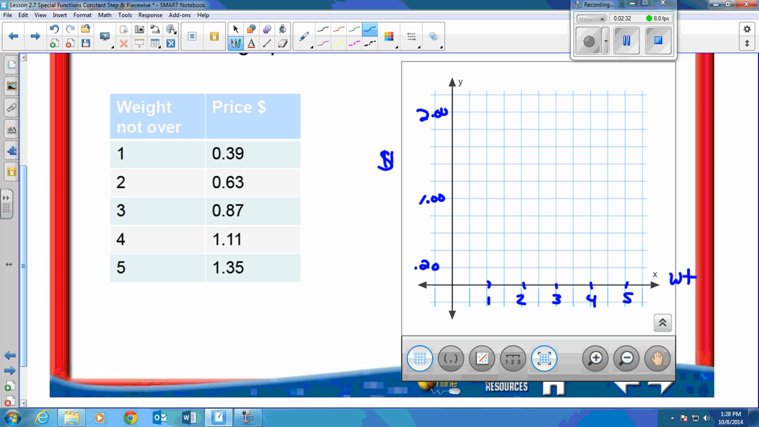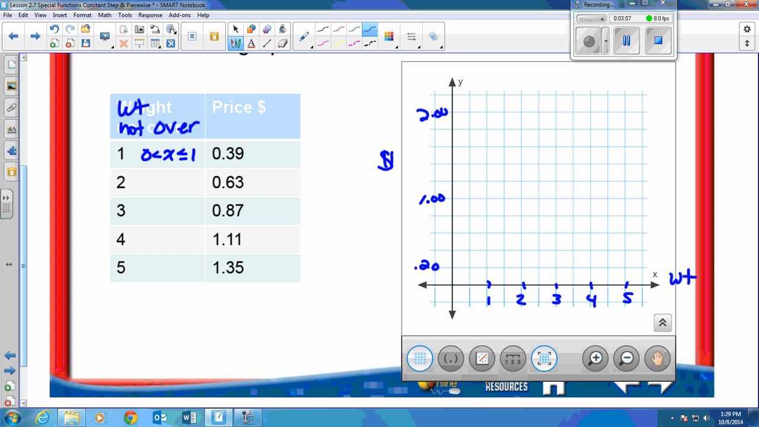Now, I know that any weight that says weight not over, what this means is anything that's greater than 0 but less than or equal to 1, not over 1. It can be 1, it just can't be bigger than 1. So this is what a step function looks like. Well, how much does a package weighing 0 ounces or 0 pounds cost? Nothing, because there isn't anything that weighs nothing, right? If it weighs nothing, I'm not mailing it, I don't have anything.